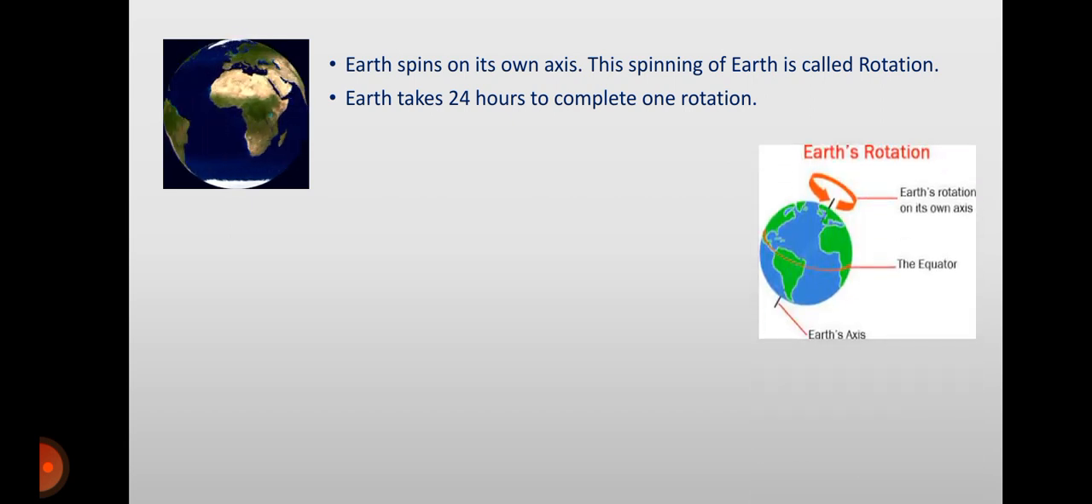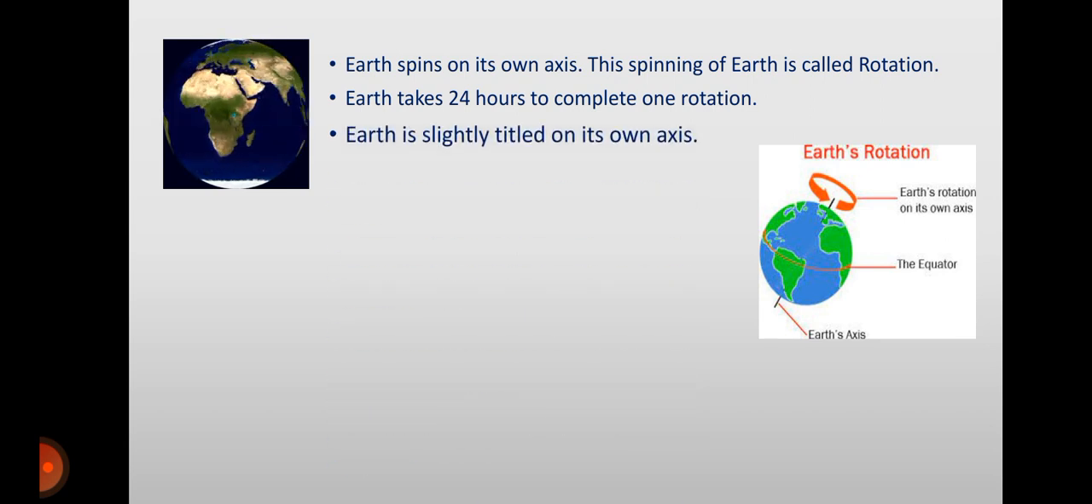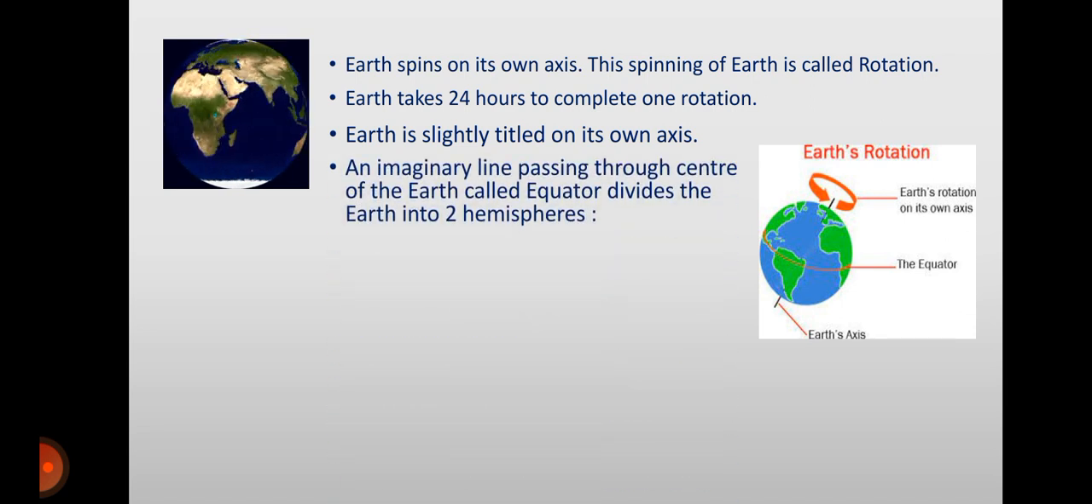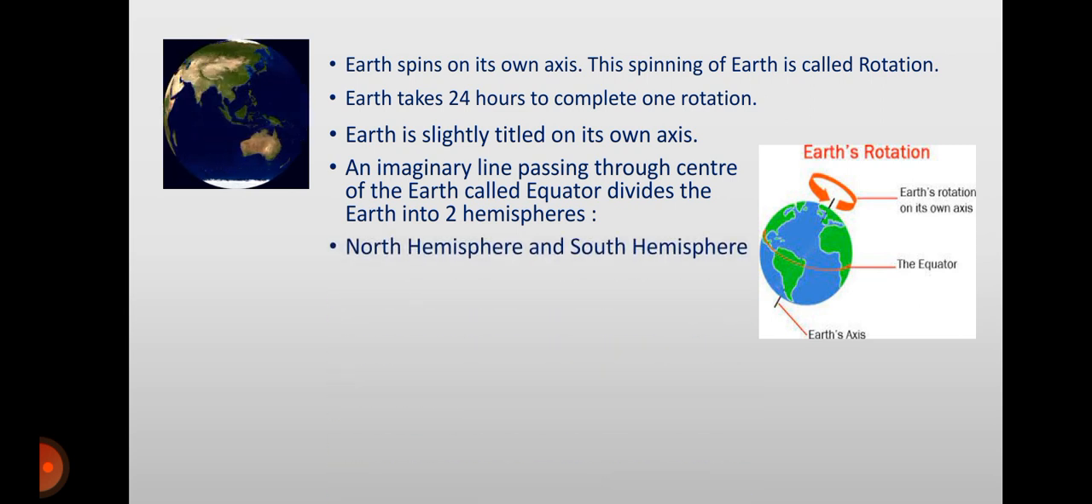Over here you can see the image wherein Earth is rotating on its own axis, and Earth is slightly tilted on its own axis. It is not straight, it is tilted. An imaginary line passing through the center of the Earth is called the equator, which divides the Earth into two hemispheres. The top one is called the northern hemisphere, and the bottom one, below the equator, is called the southern hemisphere.